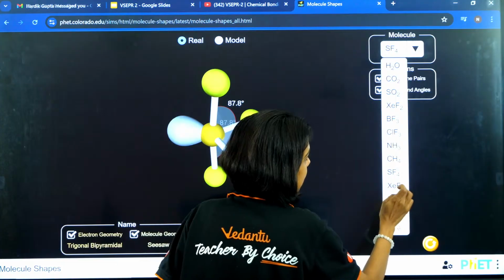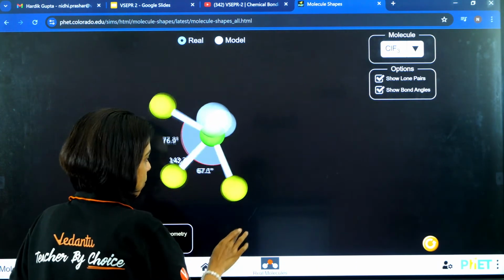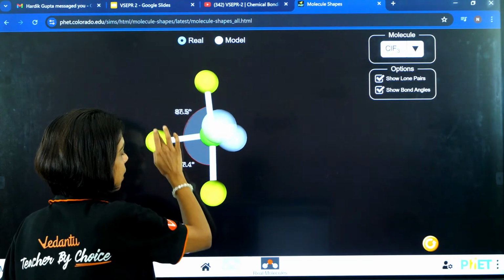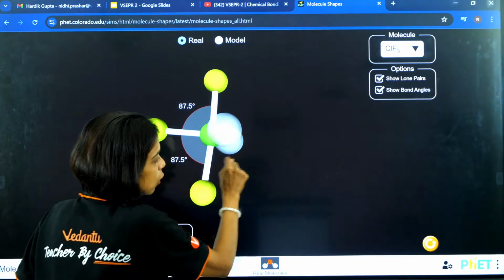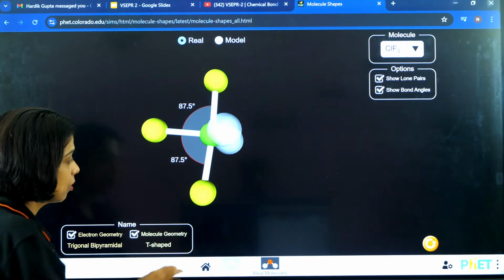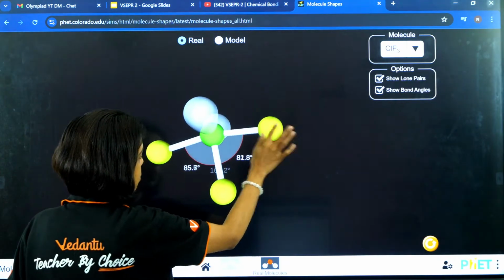Let's take ClF3. In ClF3, we have 2 lone pairs and 3 bond pairs. So this is a triangle. In the triangle, there is just 1 bond and 2 are electron pairs, lone pairs. So how will the molecule look, guys? T shape. This is the shape of the molecule, T shape. Can you see this is T shape?